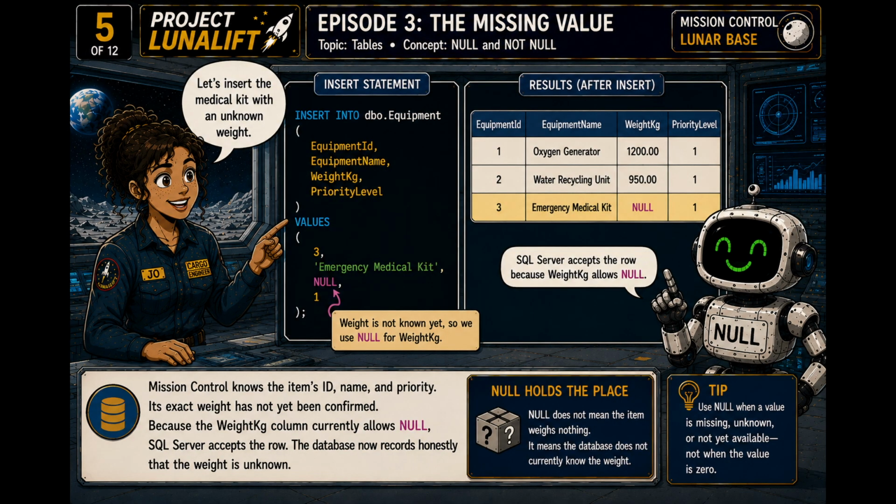Mission Control knows the item's ID, name, and priority. Its exact weight has not yet been confirmed. Because the WeightKg column currently allows null, SQL Server accepts the row. The database now records honestly that the weight is unknown.